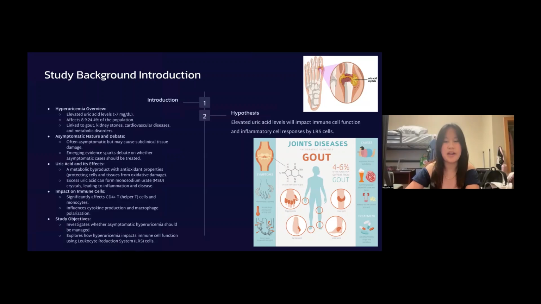Oftentimes, it is asymptomatic, and so we have some emerging evidence that has some debate on whether we should treat asymptomatic cases or not. That's what my study was aiming to find. It significantly affects helper T cells and monocytes, and it influences cytokine production and macrophage polarization.